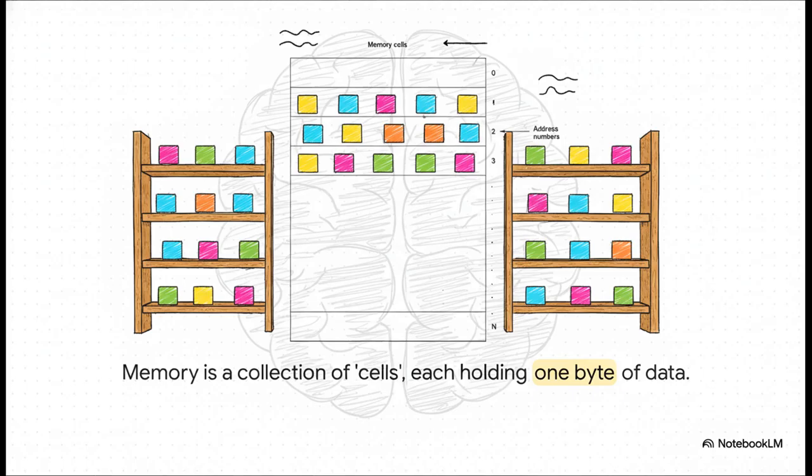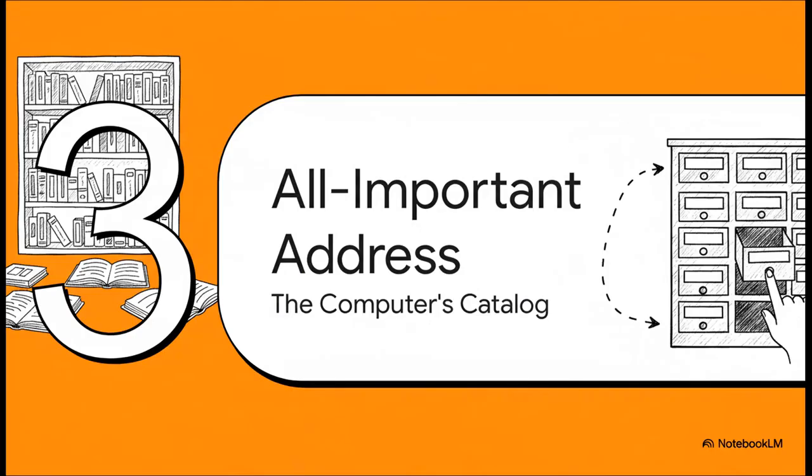So, instead of that chaotic pile, a computer's memory is much more like this, a beautifully, incredibly organized grid of what we call cells. Just think of them as perfectly uniform little boxes on a massive set of shelves, and each box is designed to hold exactly one thing, one byte. Okay, so if the memory is our set of shelves, and the bytes are the books, how does the computer know which shelf to go to?